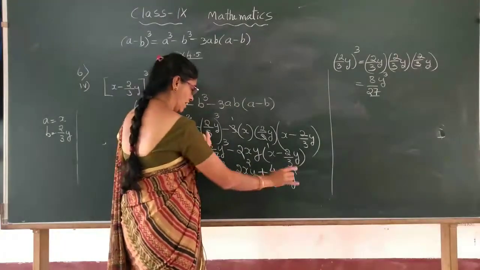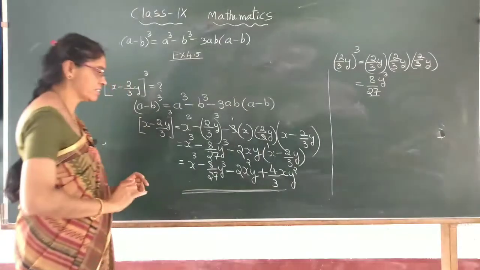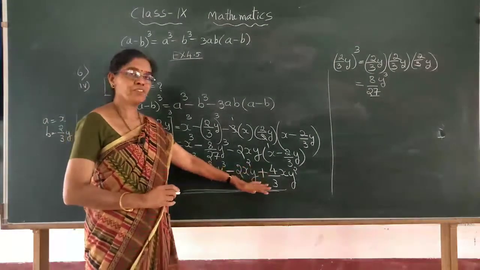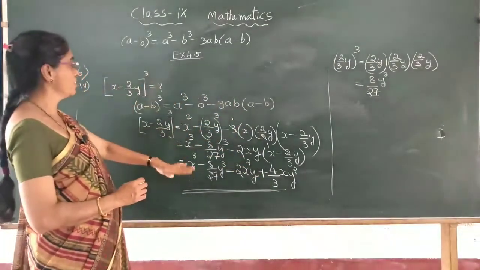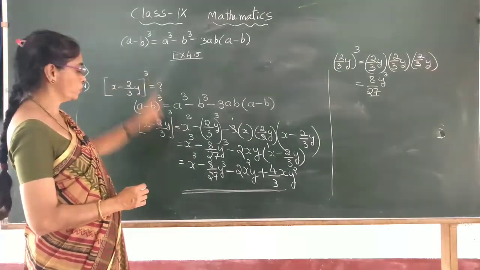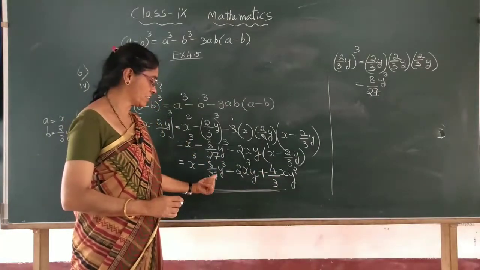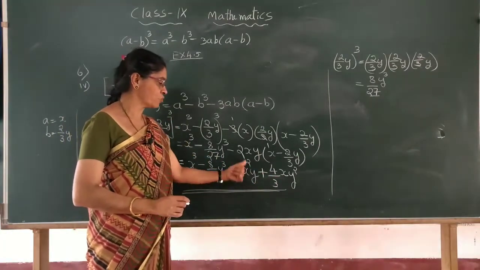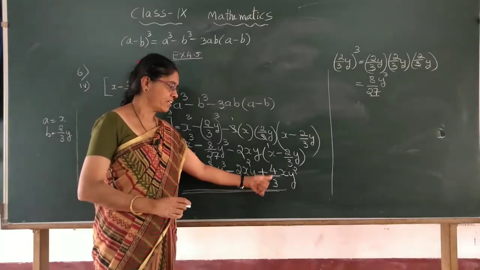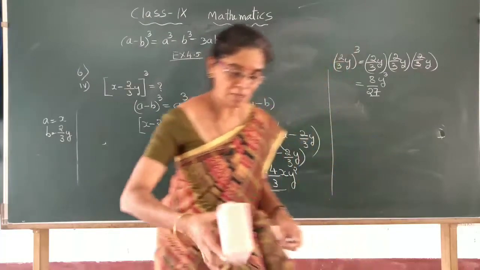These are all unlike terms, so we cannot add or subtract. This is the last answer, the expanded form of the cube. The product (x minus 2 by 3 y) whole cube is nothing but x cube minus 8 by 27 y cube minus 2x square y plus 4 by 3 x y square. I hope you understood the problem.